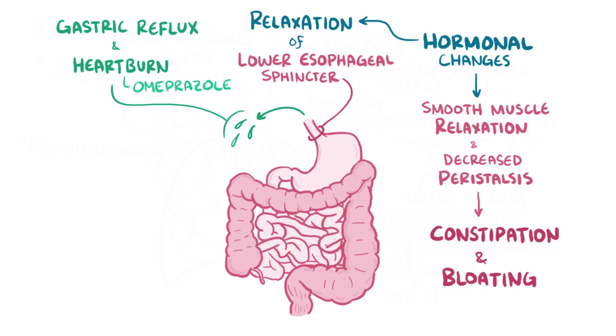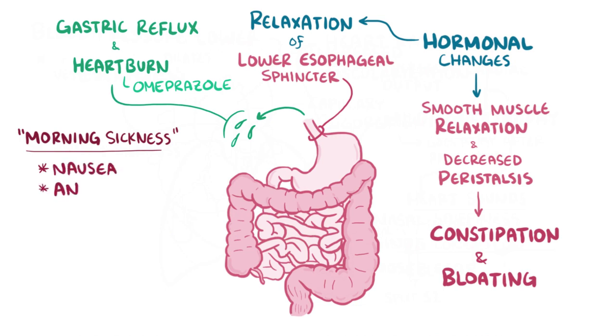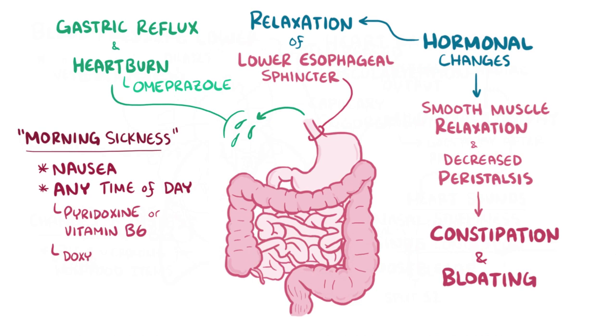Many pregnant women also experience morning sickness, which is nausea that typically happens early on in the pregnancy, but can actually happen any time of day and sometimes persists throughout the pregnancy. Pyridoxine, or vitamin B6, can help with the nausea. If not effective, a combination of doxylamine succinate and pyridoxine might do the trick.